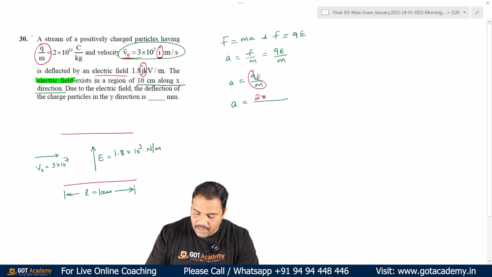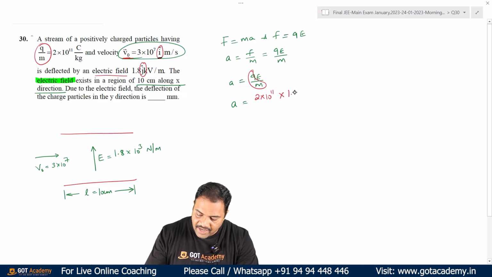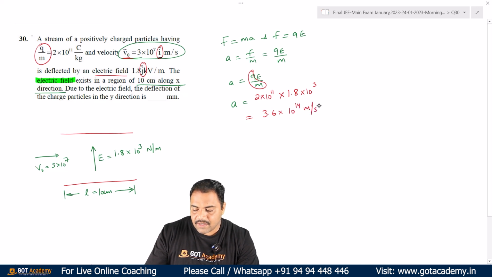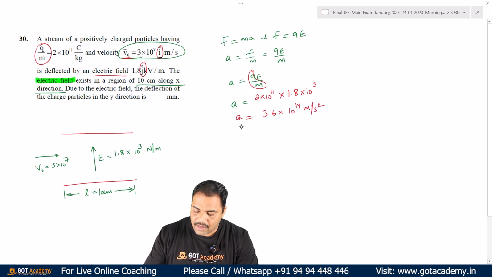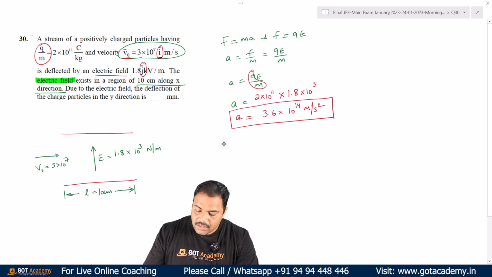So that is 2 into 10 to the power of 11 into E. So the value for E is 1.8 K. K stands for kilo, that is 10 to the power of 3. So by simplifying this, we'll get 3.6 into 10 to the power of 14, whereas the units of acceleration is meters per second square. So now we got acceleration. Okay. So the next one is that due to electric field, the deflection in y direction.